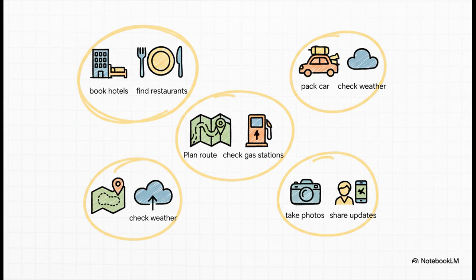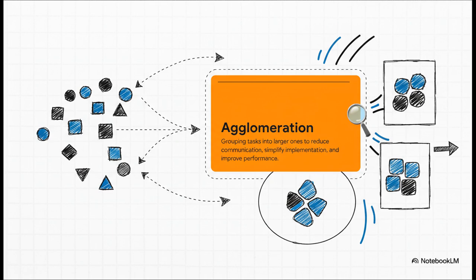And this one is all about being efficient. Think about the road trip again. It just makes sense to group similar tasks together, doesn't it? Like if one person is already booking the hotels, they're in the perfect spot to also look up good restaurants nearby.